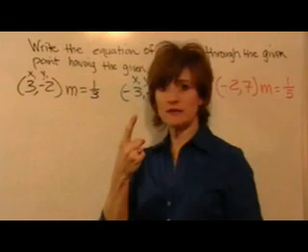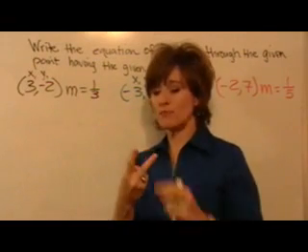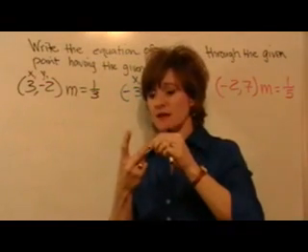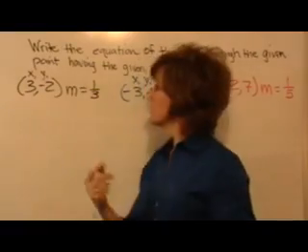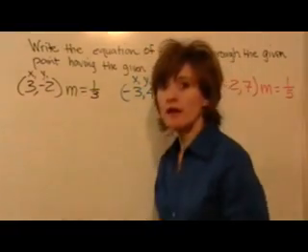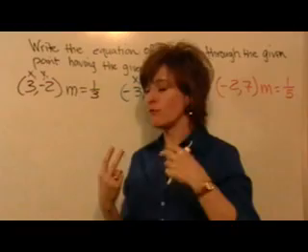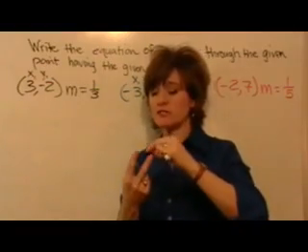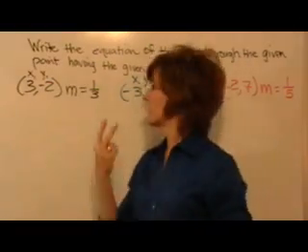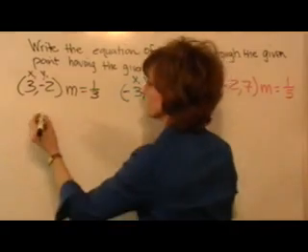We need a point and a slope. We need to know through what point it passes and the slope that it will have. I have a point and a slope here, and there are several ways to do this, but I'm going to use the point slope formula for the line. Here we go.